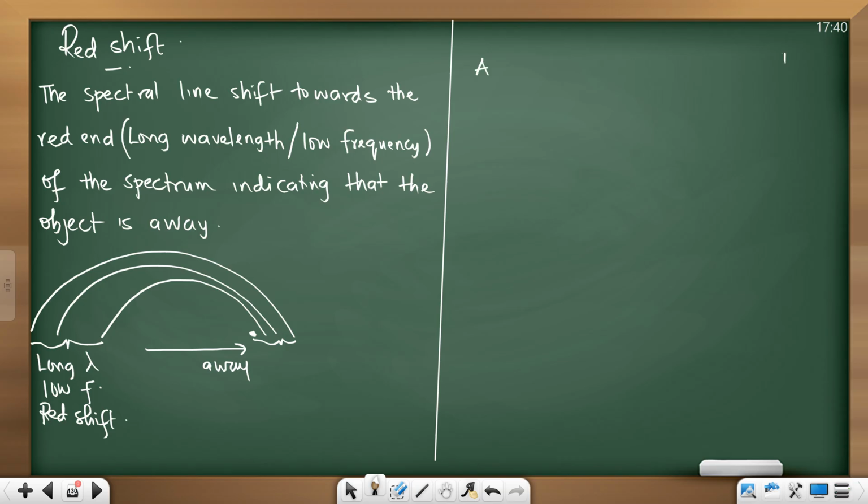A and B. Oh no, let's say this is how they'll put it in the exam. What do I want to do? Okay, it's fine. Let me use A and B. They are going to draw spectral lines.